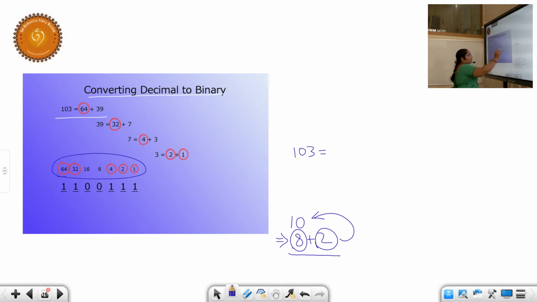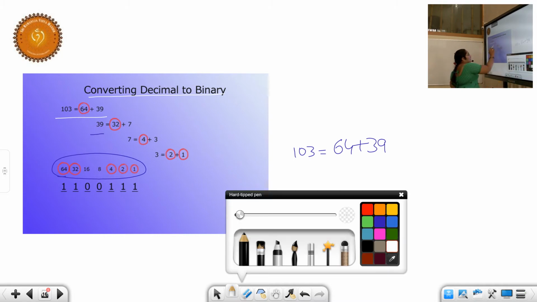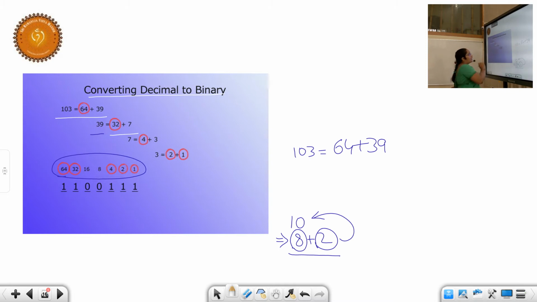In the same way, 103 we are taking, and it is converted into 64 plus 39, and again 39 is divided into 32 plus 7, again 4 plus 3 equals 2 plus 1. It means we have these slots to represent a binary format: 64, 32, 16, 8, 4, 2, 1. So in this example we have 64, 32, 4, 2, 1.